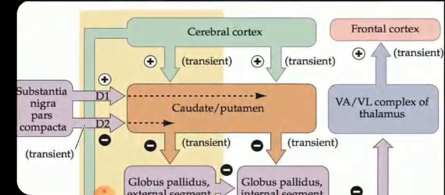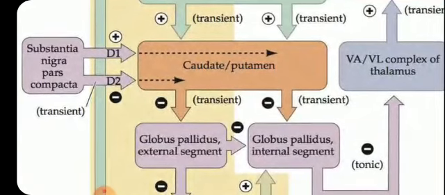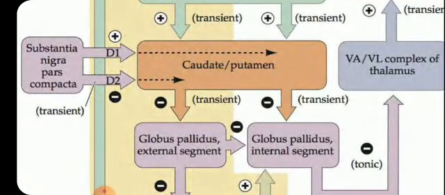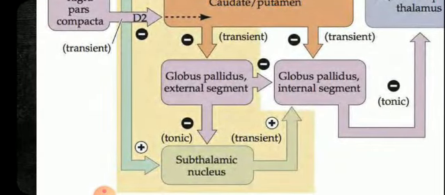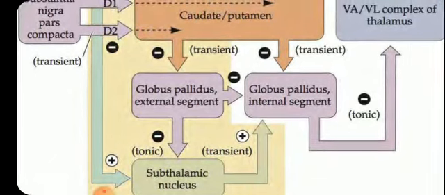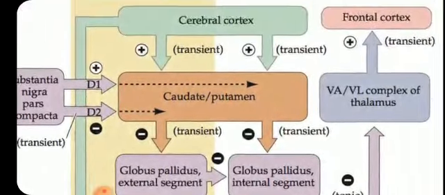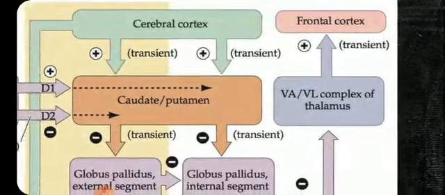The indirect pathway starts with the cerebral cortex, the corticostriatal pathway, that is the fibers coming from the cerebral cortex to the caudate and putamen, which together are called the neostriatum or the striatum. Then small fibers from the caudate and the putamen reach the globus pallidus external segment. From there, fibers reach the subthalamic nuclei. From the subthalamic nuclei, the fibers reach the globus pallidus. From globus pallidus, it reaches the thalamus, and from thalamus to the thalamocortical connections.